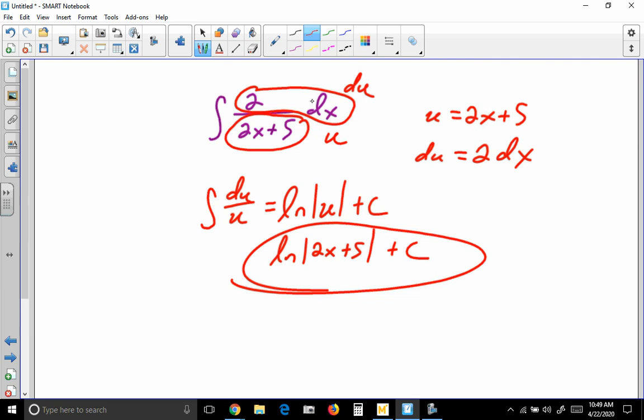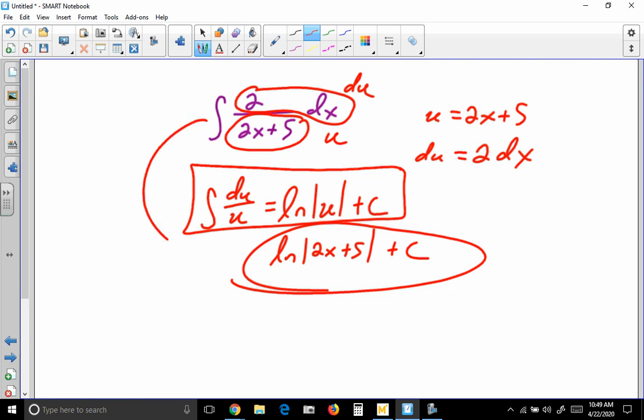Now, if you recognize you have du over u, you don't necessarily have to write this middle step. The more times we use this substitution, the less likely it is that you show this middle step. You're free to go from here to here.